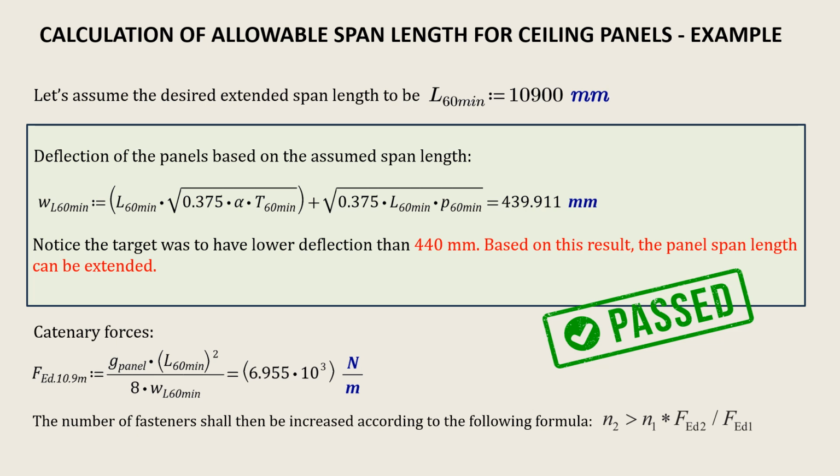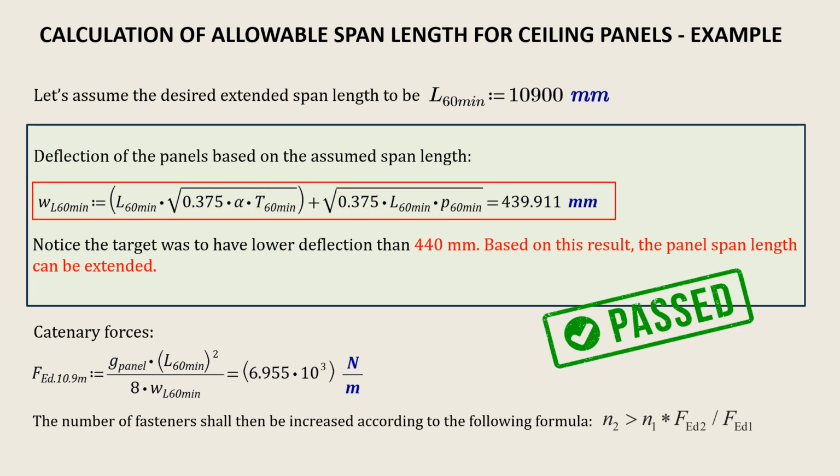Now, assuming we want to extend the panel to be 10.9 meters. Then in the second step, a new deflection is calculated, and now you can notice that we are making sure the calculated deflection is lower than 440 millimeters, so we are able to use the fire resistance test results for EI90 to extend the span length of the ceiling panel. After achieving that, the catenary force is determined using this equation. The number of fasteners is then calculated accordingly.